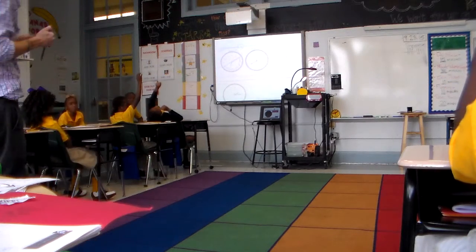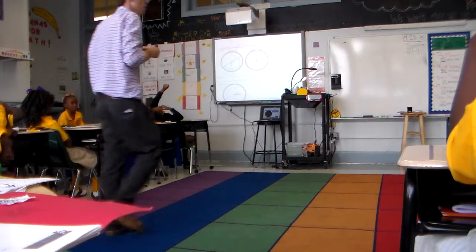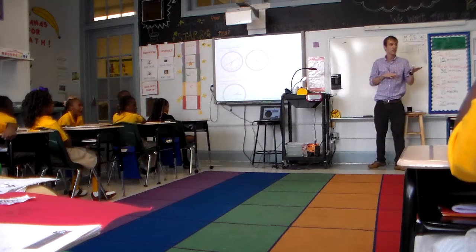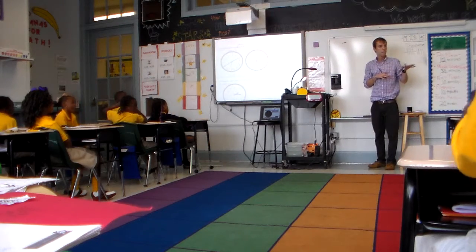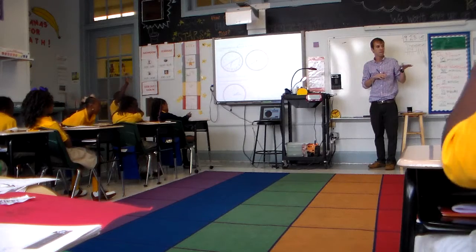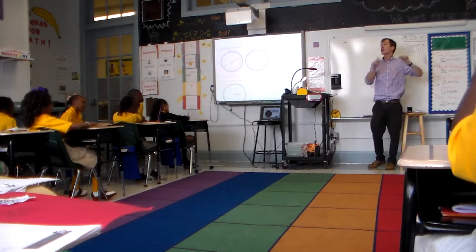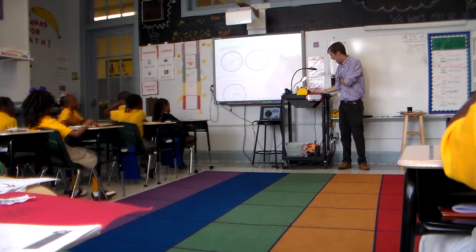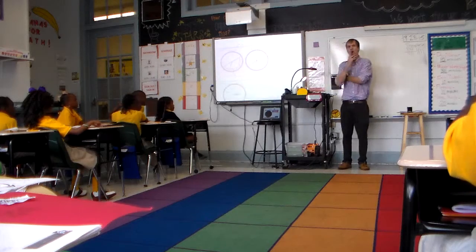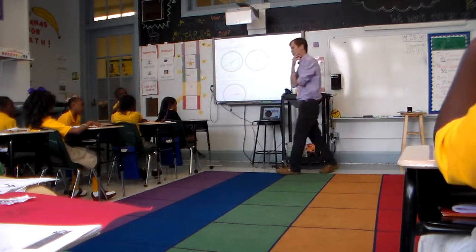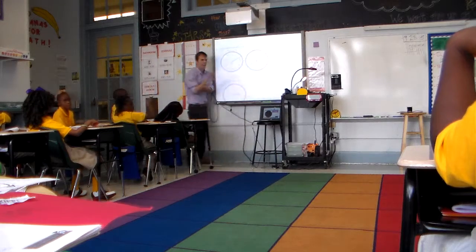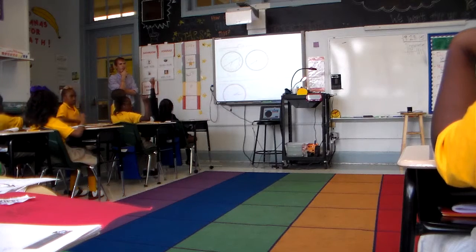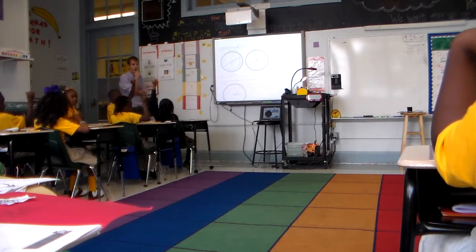What does box represent? Terrion? That box represents... So, 1, 2, 3, eyes on me. Terrion said this box right here represents how long it took him to eat dinner. Agree or disagree with Terrion? Agree or disagree in 3, 2, 1.